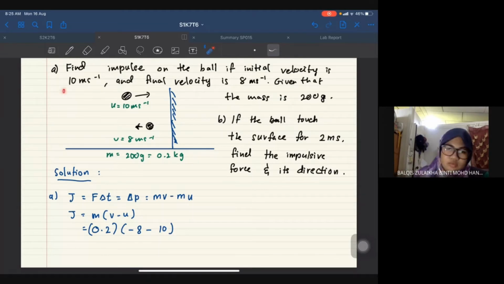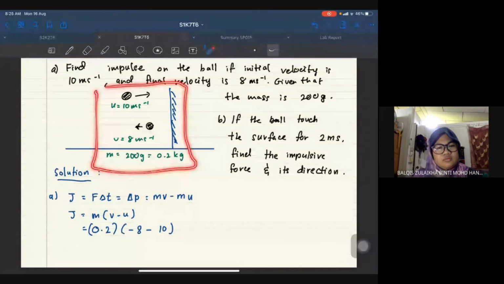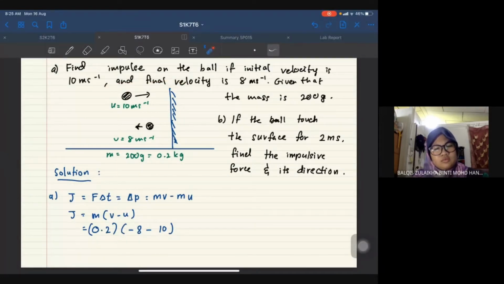Kalau saya lukis wall saya dekat sini and my U is in this direction, so my U would be equals to negative 10. But since I draw it like this, it depends on your drawing. Tak kisah pun, jawapan mesti sama. So in this case, U is positive because it is moving to the right, okay, and V is negative because it is moving to the left.